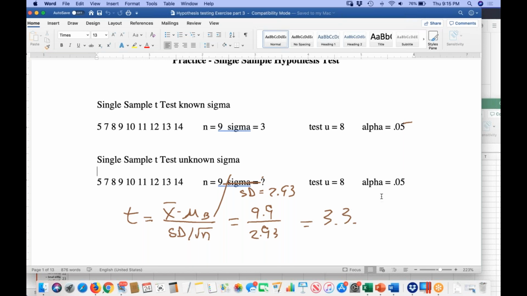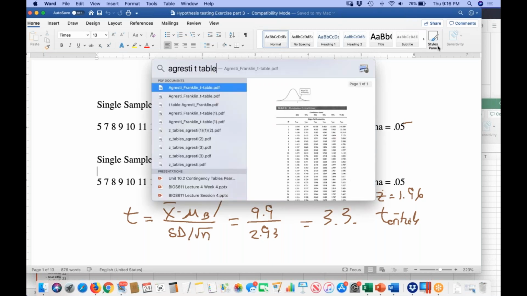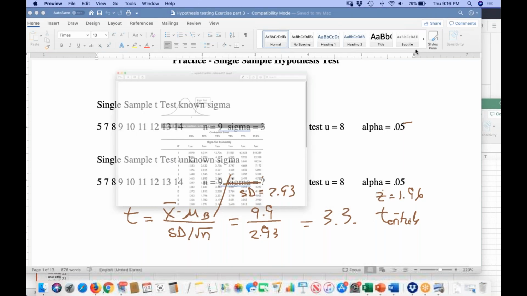Except this time, I don't compare it to Z equal to 1.96. What do I compare it to? I compare it to my critical value of T. So how do I get my critical value of T? You got it, exactly. Let me go up there and get it. Okay, Agresti T, and you can use the one in your book. You don't have to use this one. Here's the Agresti T table.